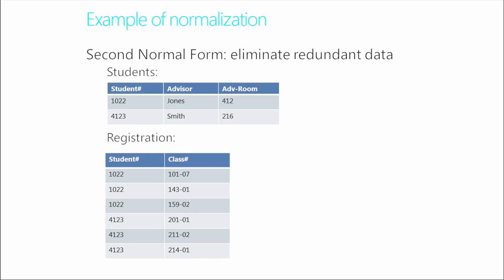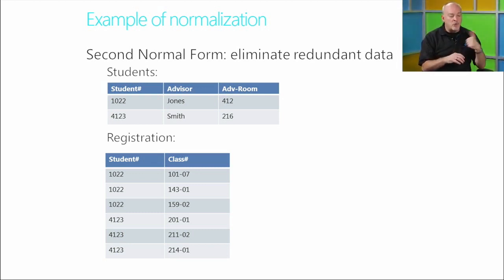Now we've taken that one table and created two tables. The first table is called students. For student 1022, the advisor is Jones, and that advisor can be found in room 412. Student 4123 has a different advisor, who can be found in room 216. So that's a separate table. Now if we go to registrations, because we can't just drop the information about the registrations, we created a second table for the student number. Student number 1022 is going to be attending class 101-07, as well as 143-01, as well as 159-02.